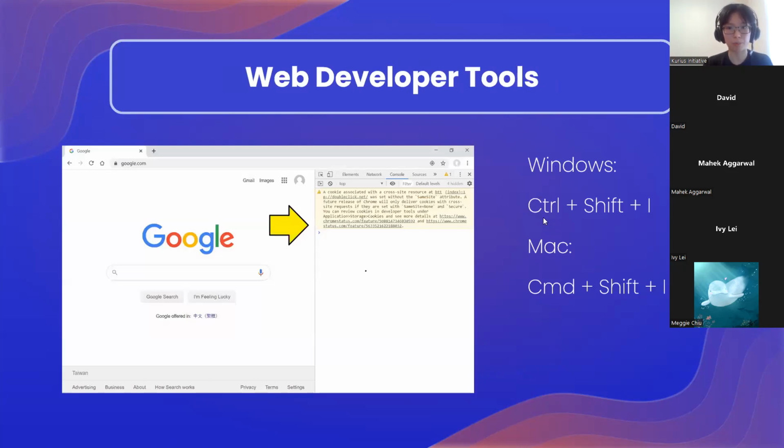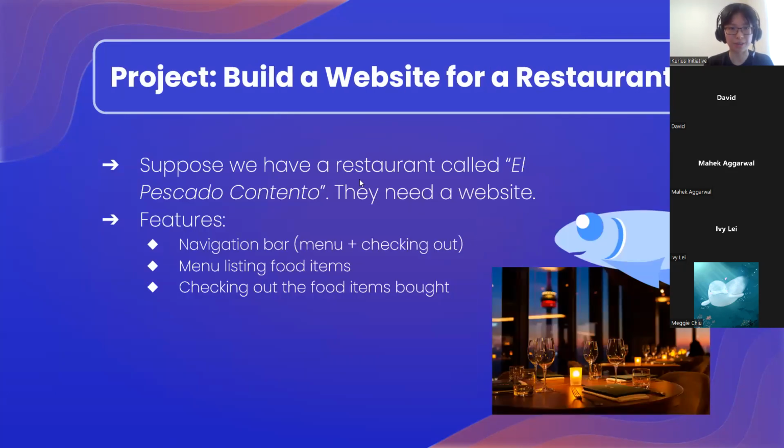In this web workshop, we're going to be using web developer tools. I'm not going to cover that right now. Also in this workshop, I'm going to attempt to walk you through the creation of a website. Suppose we have a restaurant called El Pescado Contento, and we're going to create a website for them. The features they're going to need are a navigation bar, a menu listing food items, and a place to check out the food items that they bought.